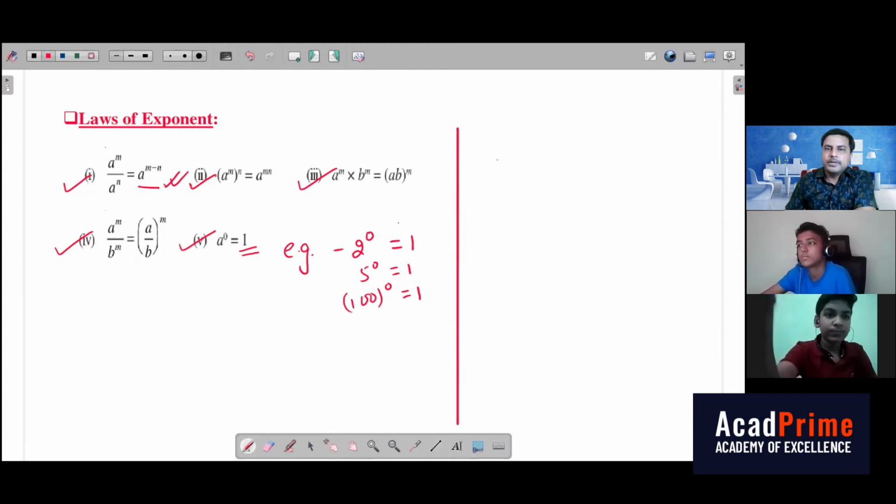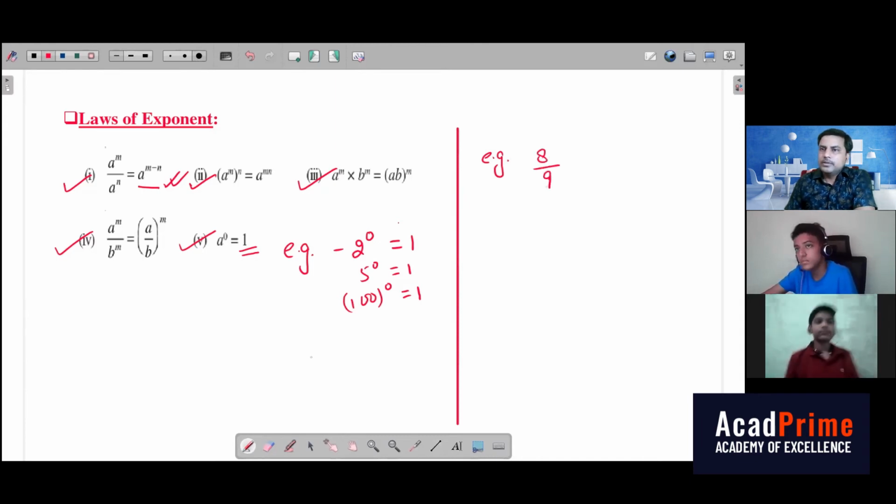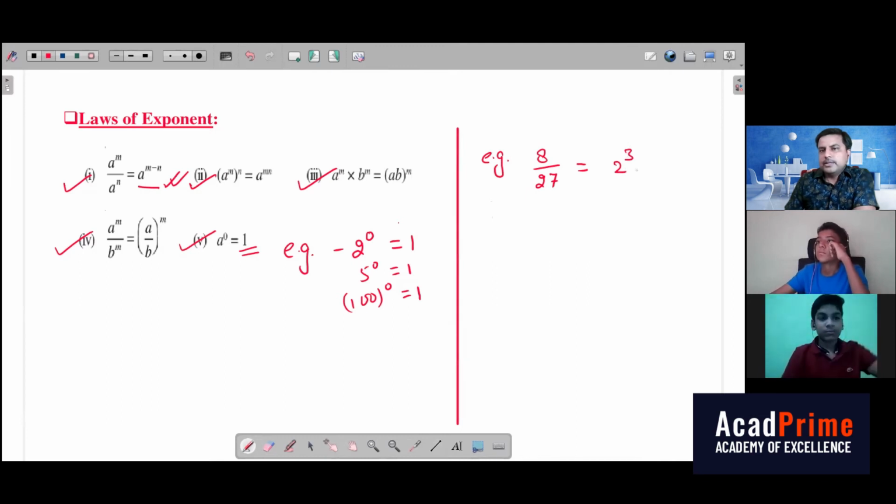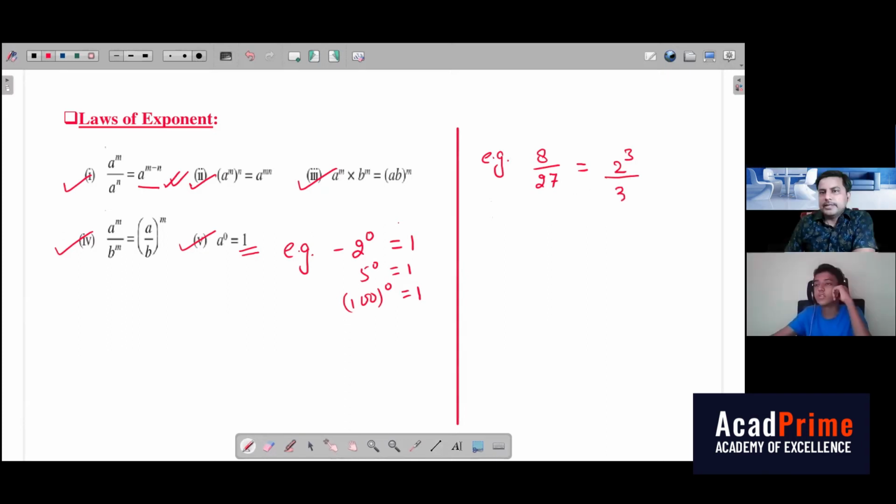Suppose it has been given, just take an example, that 8 divided by 27. Can we write 8 as 2 raised to the power 3? Yes. And 27 can be written as 3 raised to the power 3.